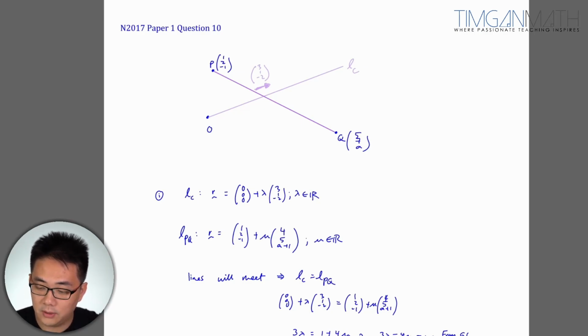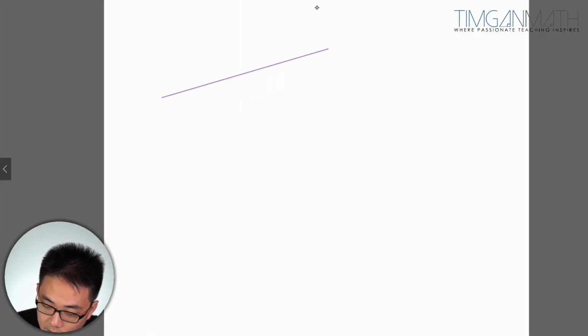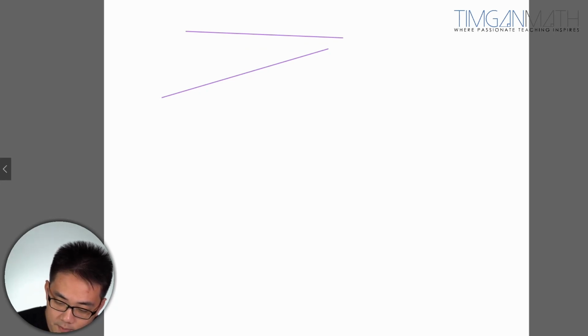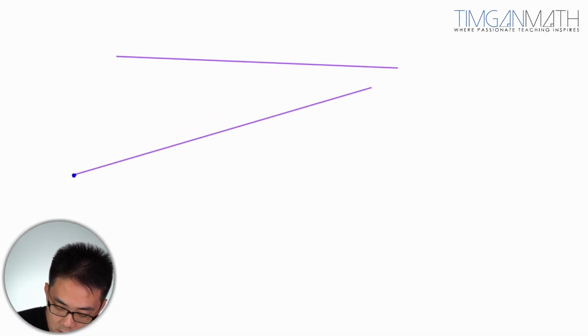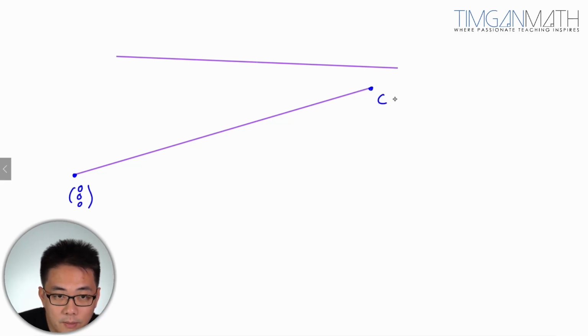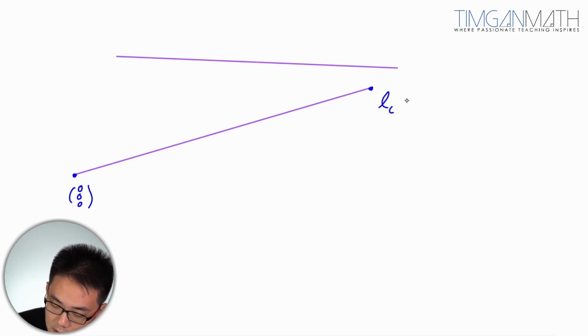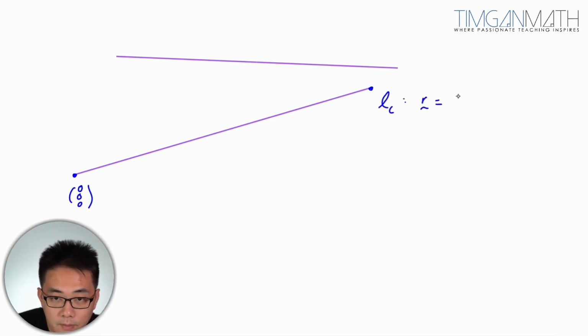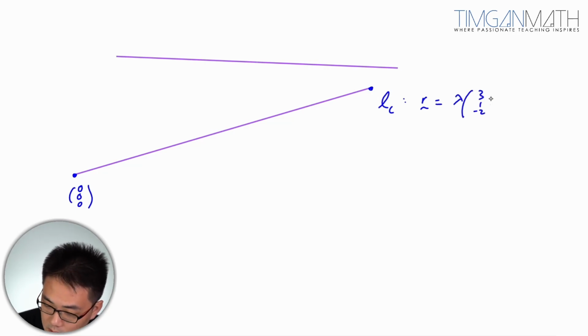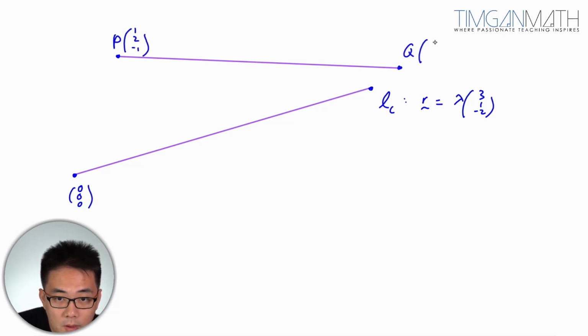So we have PQ and line C. Okay, great. Maybe I'll just draw it above here, skew lines. So this is O, and this is C. Line C is r equals lambda times 3, 1, minus 2, and this is P, which is 1, 2, minus 1, and Q, which is 5, 7, minus 3.